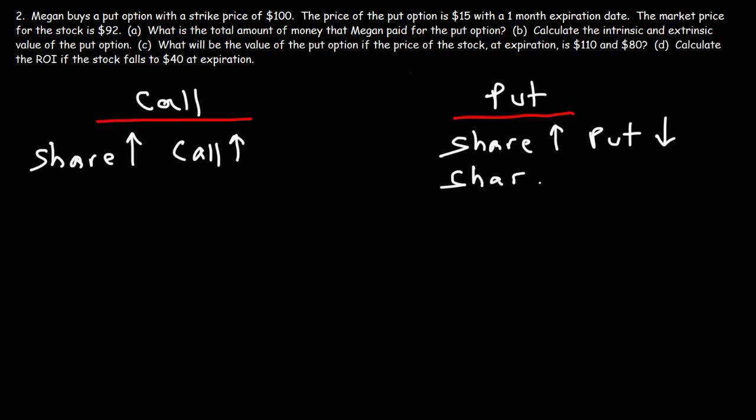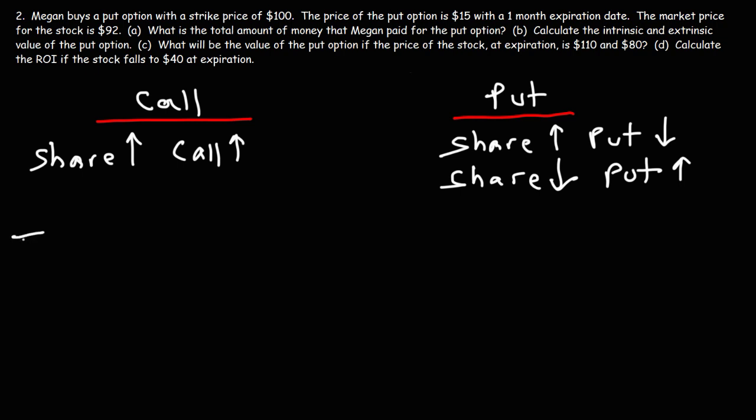Conversely, if the share price goes down, the value of the put option goes up. So it's good to buy call options in a bull market when prices are going up, but in a bear market, it's profitable to buy put options when prices are going down. Now let's talk about why the put option goes up when the share price goes down and vice versa.